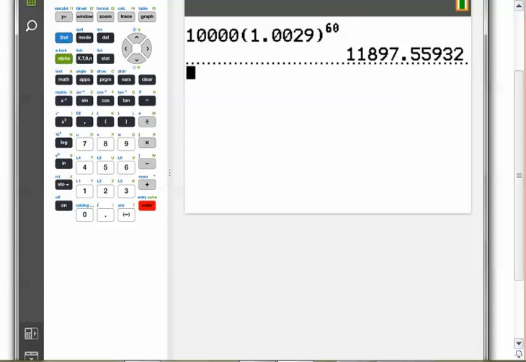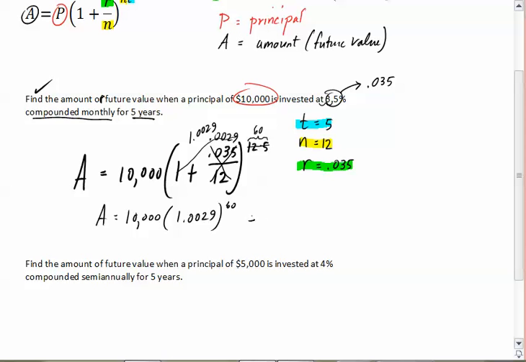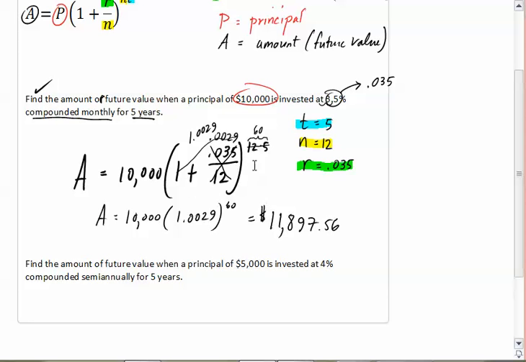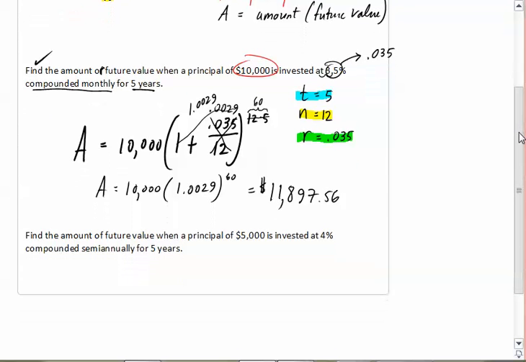11,897 and 56 cents. 11,897.56. I don't even know if the bank would round up. I doubt it. Anyway, so that $10,000 is going to become $11,897 and approximately 56 cents. So there's some real life application. Very important to know this type of thing for financial literacy.